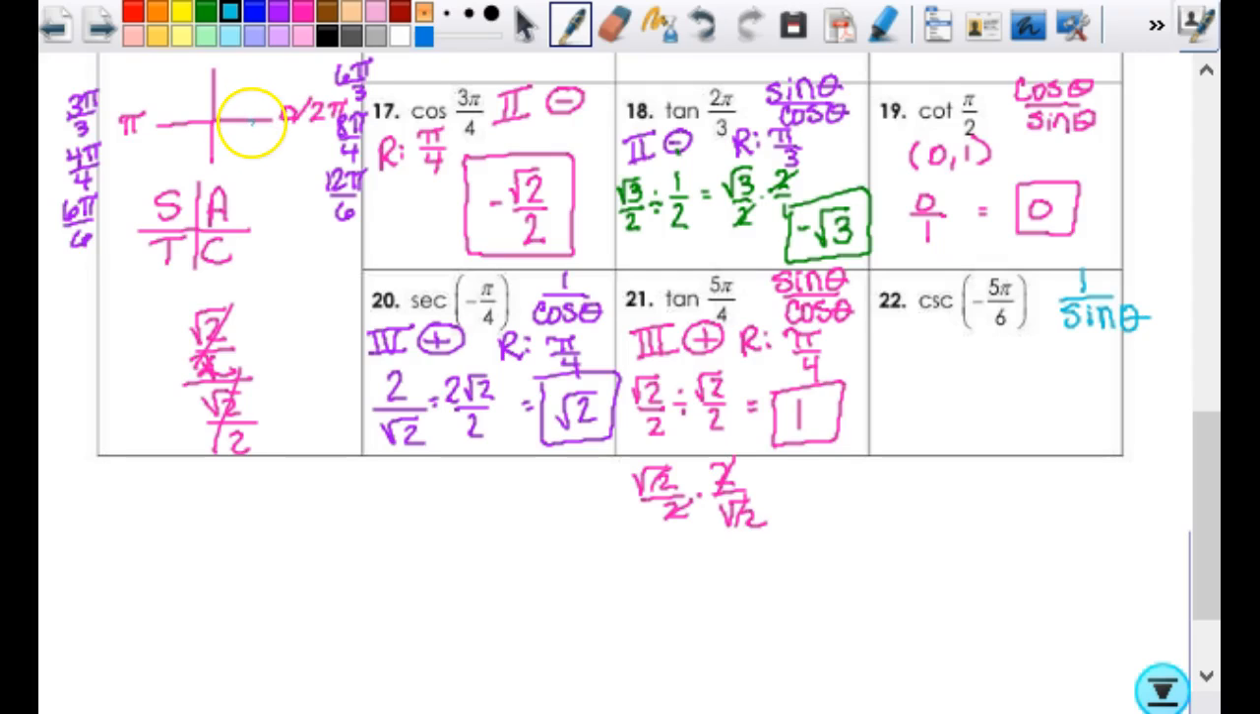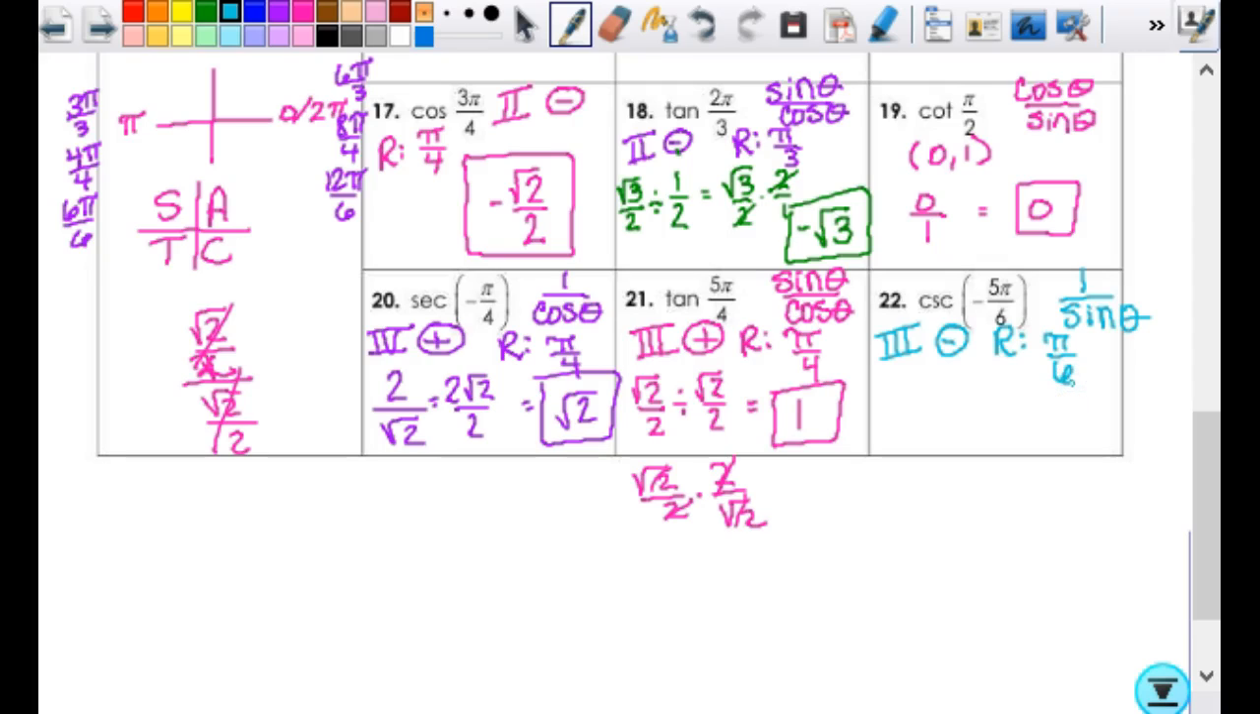So I'm here. This is 6 pi 6, so 5 pi 6 is here in the third quadrant. Yes? Okay. So I'm in quadrant 3. In quadrant 3, is sine positive or negative? Negative, because it's only tangent that's positive. Then my reference angle is pi 6. Okay.